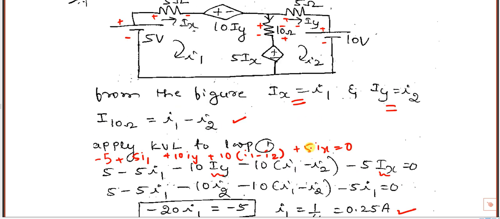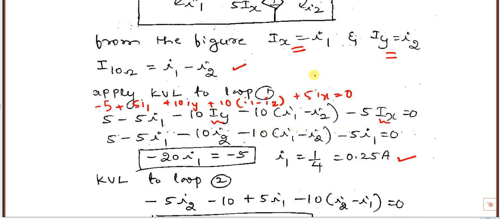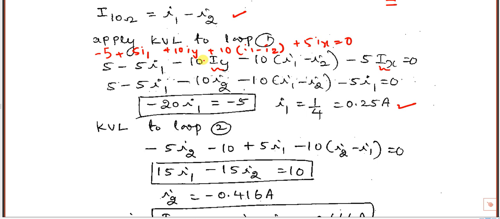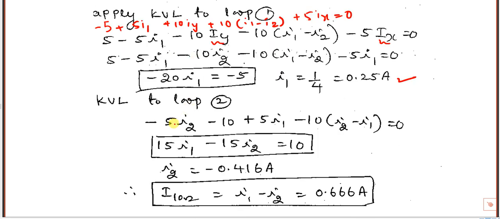Similarly, we calculated I1. Next we have to find I2. To find I2, again write KVL. You know how to write it now. Write the same equation. In the determinant notation, this will be plus, this will be minus, this will be plus. If you don't multiply by negative, you will get the previous answer. And after simplification, you will get this. We already know the value of I1. Substitute the value of I1 and find I2. And the current through the 10 ohm is I1 minus I2.